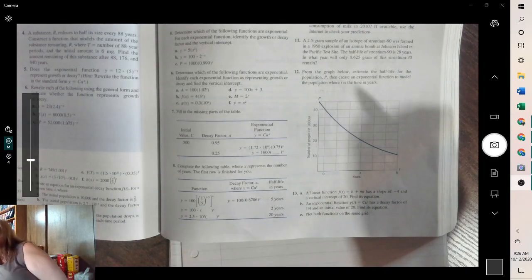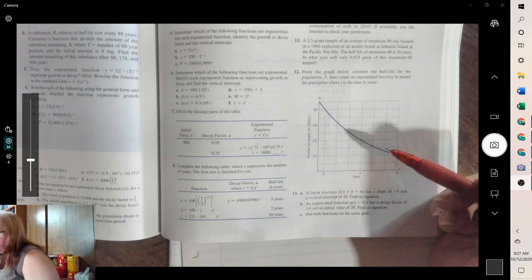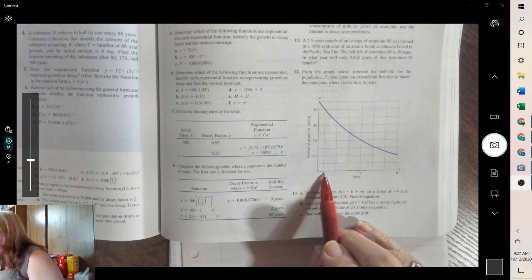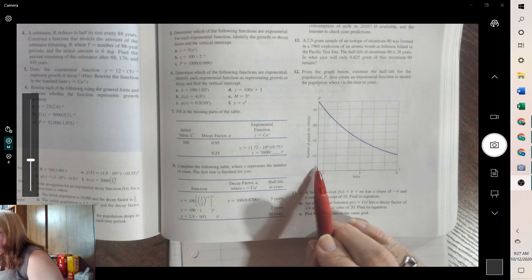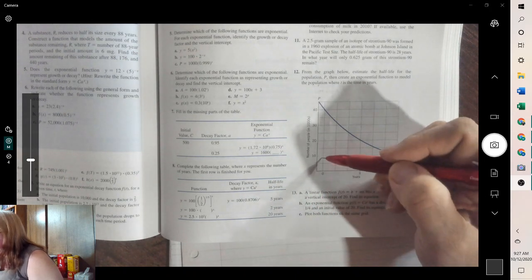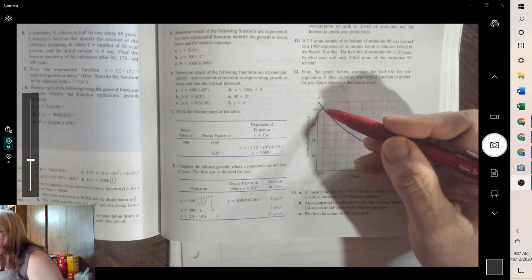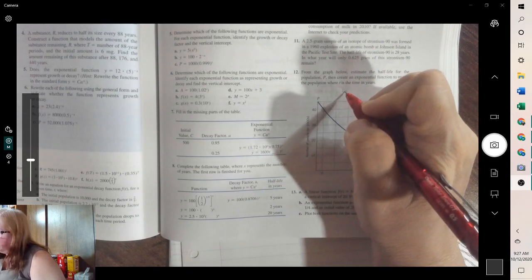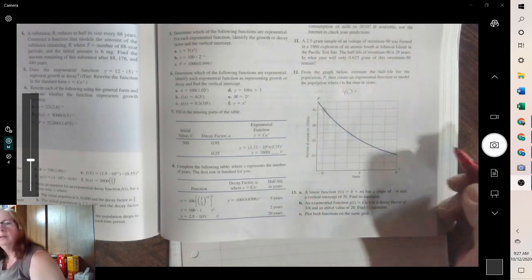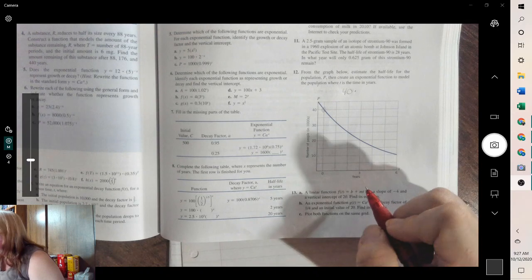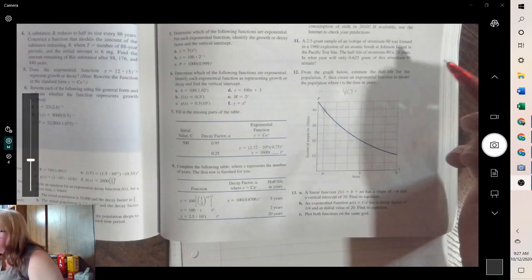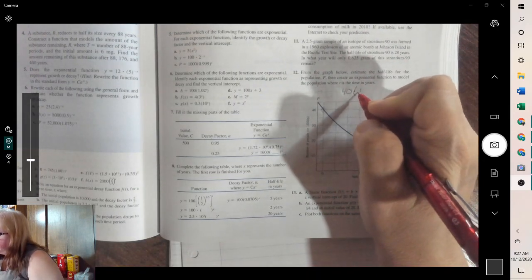So first we look at the initial amount. Now be careful, they put 0 over, they didn't put it right on the line. So at 0, we're at 40. So our initial amount is 40. And then we need our growth factor. Oh, we said half. We're using half.